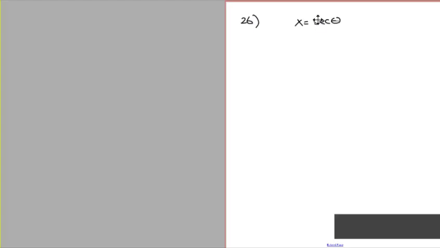Problem 26 is: use a graphing utility to graph the curve represented by the parametric equations. Indicate the orientation of the curve. Eliminate the parameter and write the corresponding rectangular equation. Okay, so 26. x equals the secant of theta, and y equals the tangent of theta.